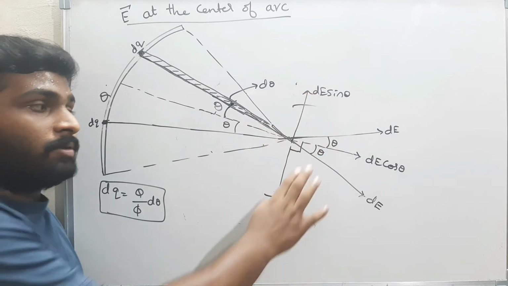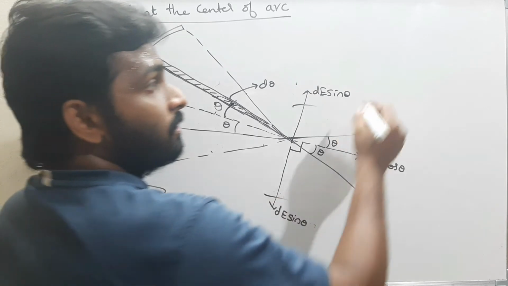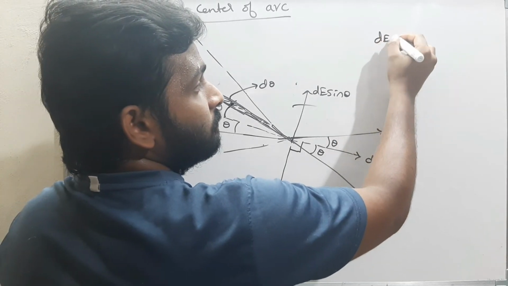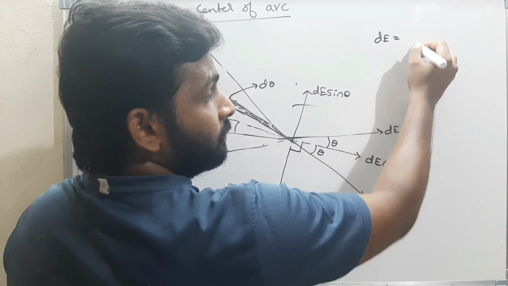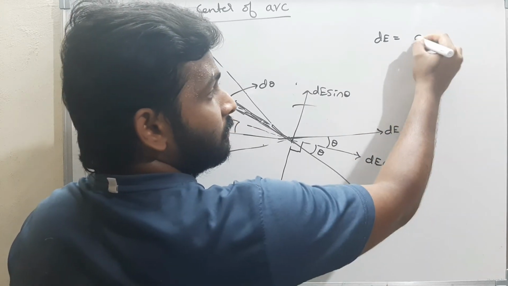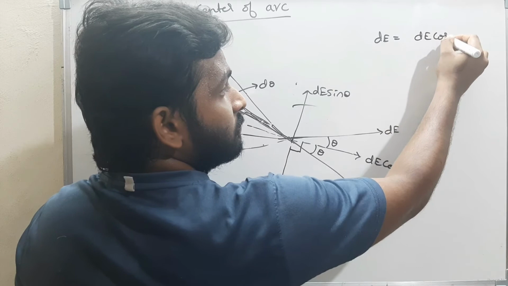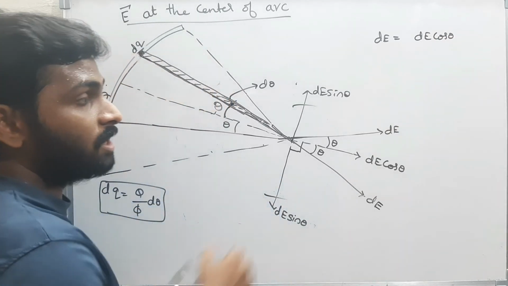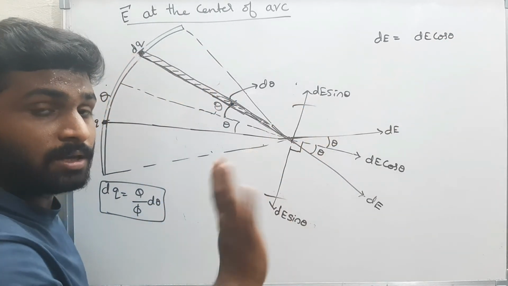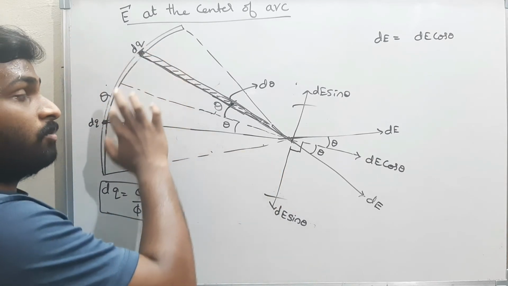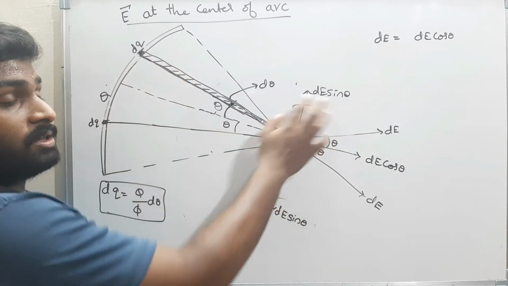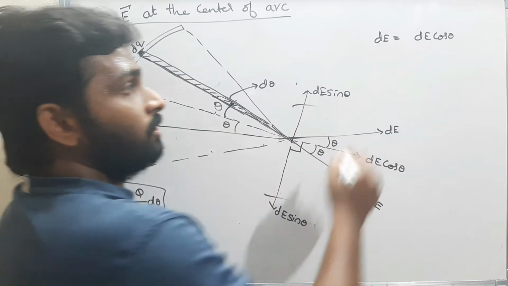That's all. That means what is the overall electric field intensity? The electric field intensity is simply dE cos theta. dE sin theta will be cancelled off. Therefore, dE sin theta won't be existing. For one charge here, there will be one more charge here such that dE sin theta will be cancelled off. Now start doing integration.